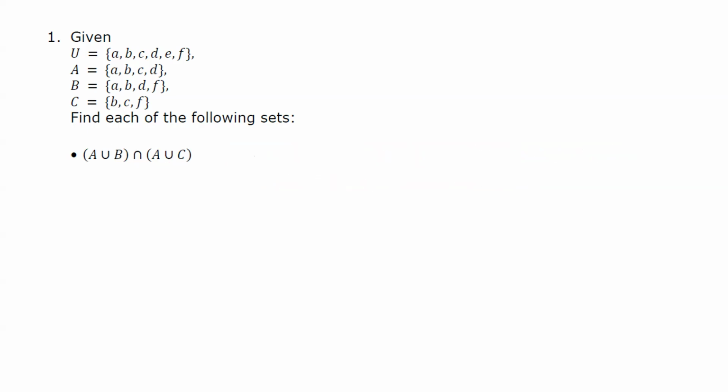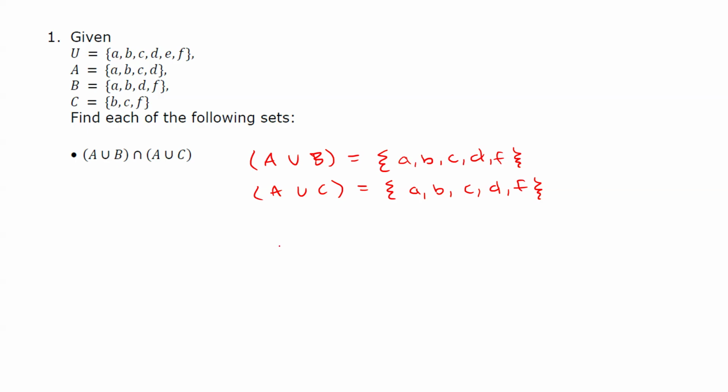Awesome. The next one, we have to find the intersection between the union of A and B and the union of A and C. So let's first find the union of A and B. So everything in A and everything in B. That would be the letters A, B, C, D, and F. Then we'll find the union between A and C, which would be the letters A, B, C, D, and F. So the intersection between the union of A and B and A and C would be the elements A, B, C, D, and F. Awesome.